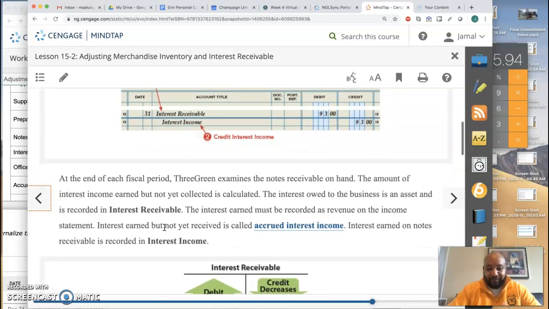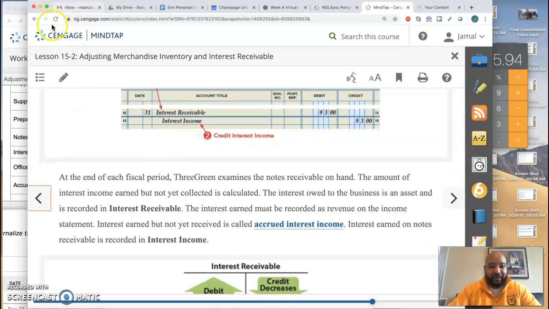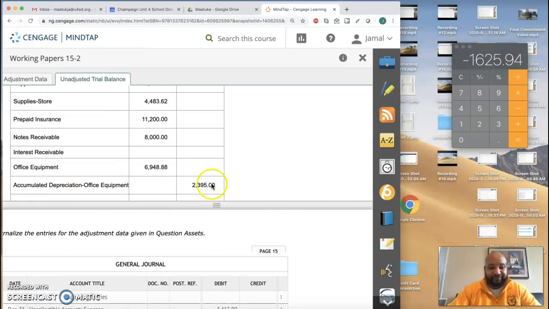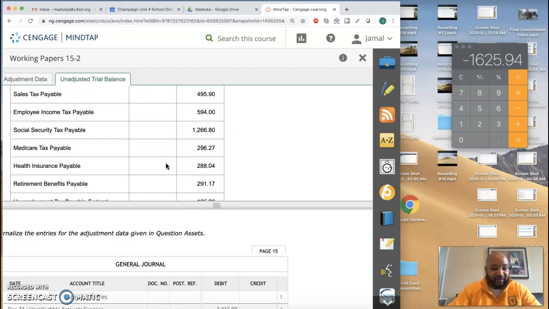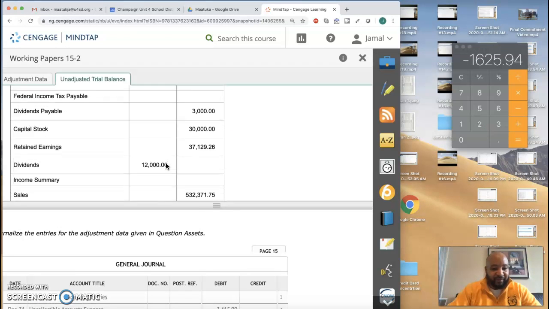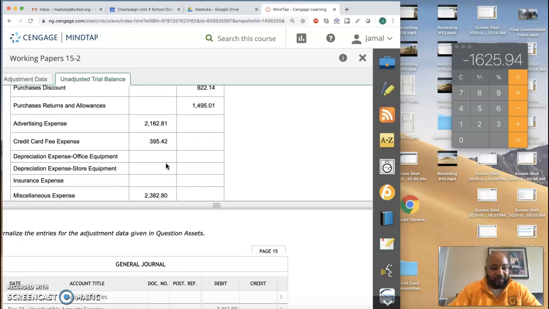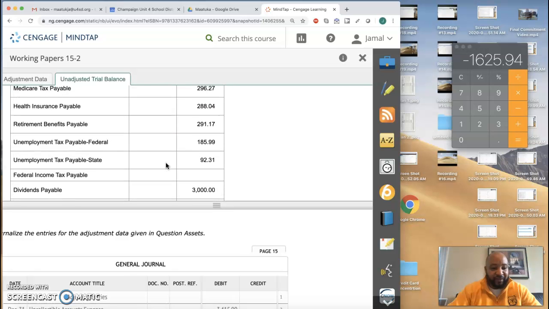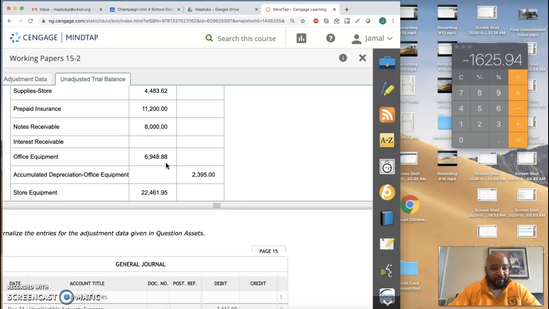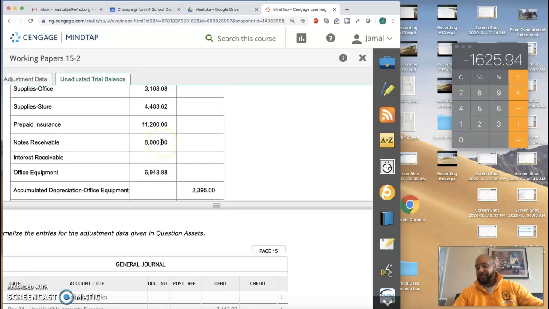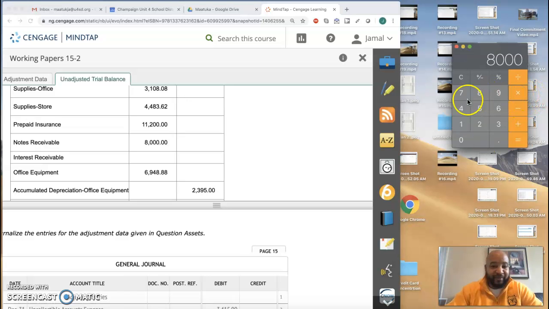So let's figure out our accrued interest income. So we're going to go back. Interest receivable is blank. Where's our interest income? I'm sorry, we're looking for our notes receivable. Where's our notes receivable? There it is, notes receivable. So we have an $8,000 note times... What's our percentage for the year?